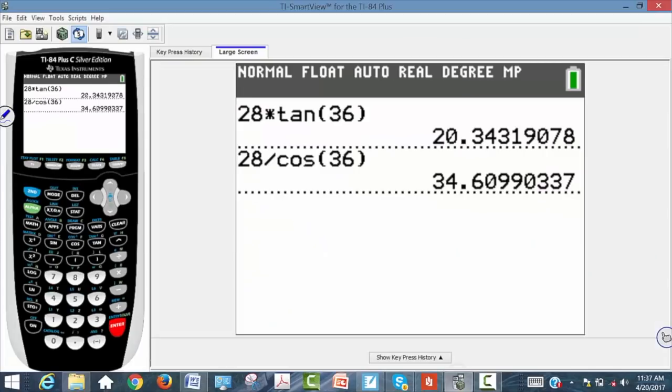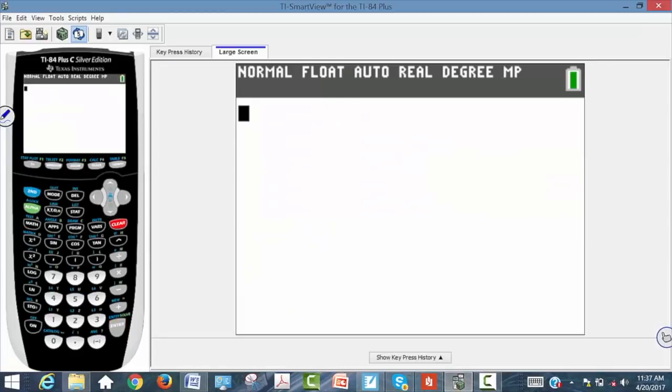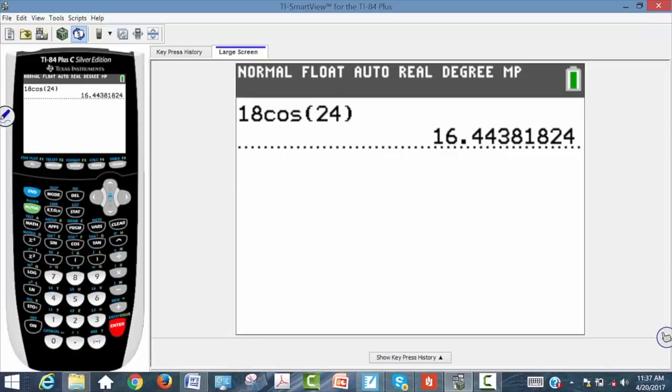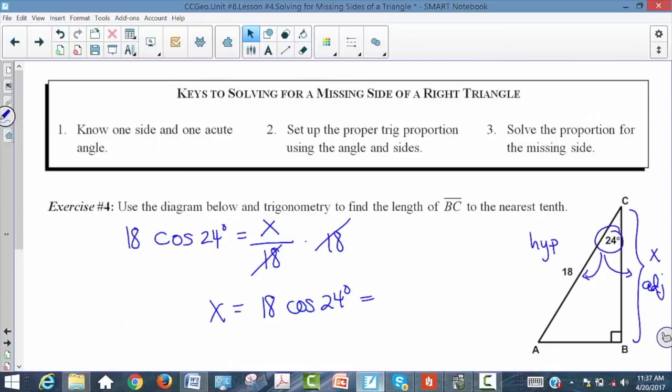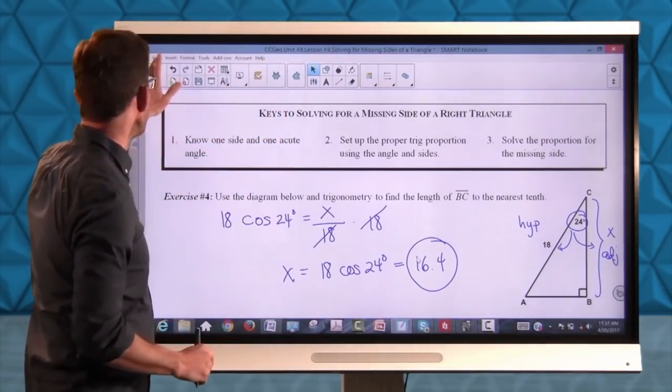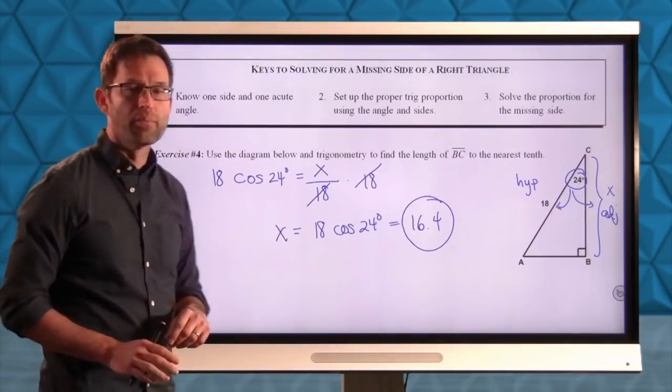All right, so 18 times the cosine of 24 degrees equals 16.44, etc. Typically, you're asked to round these to the nearest tenth. Is that the case? Yep. So 16.4.